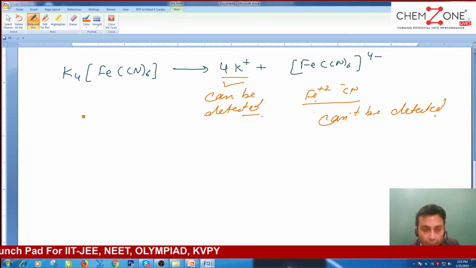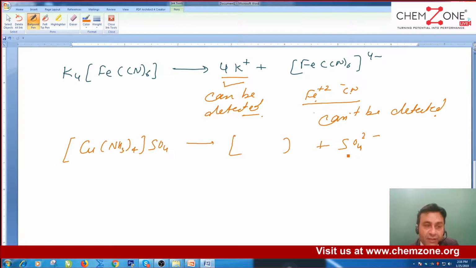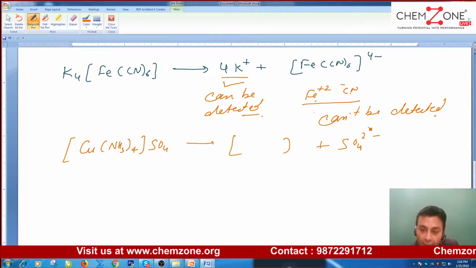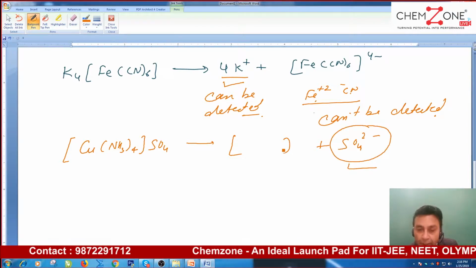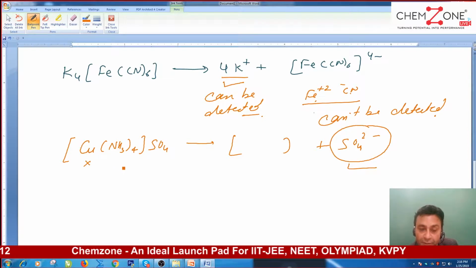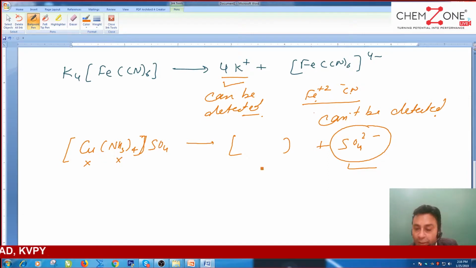Now, the question that was given to us was this. In that case, copper ions won't be detectable, but sulfate ions would be. I'm not talking about which test is there right now, I'm not going into analytical chemistry. But one thing is sure: if I go for testing of the sulfate ion, that will be detected, but the copper ions will not be detected. Ammonia will not be detected. Those which are in the coordination sphere in the square bracket cannot be detected.